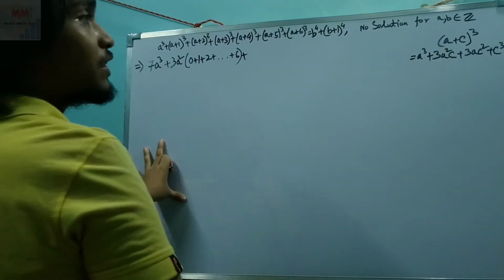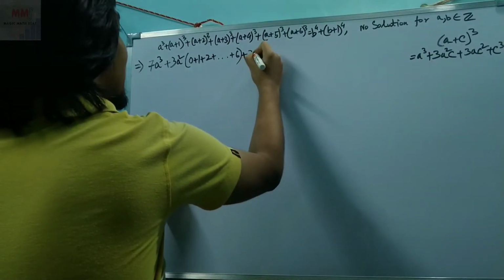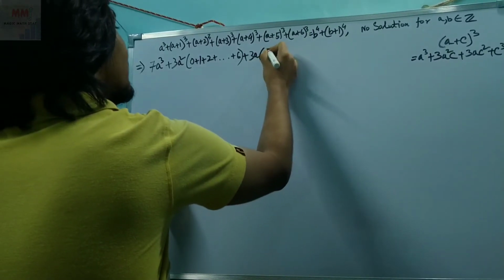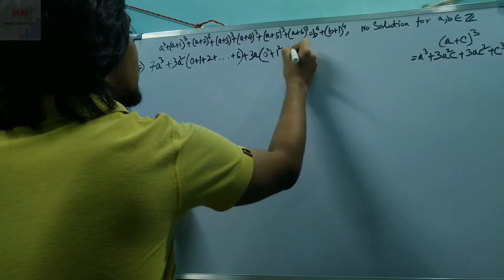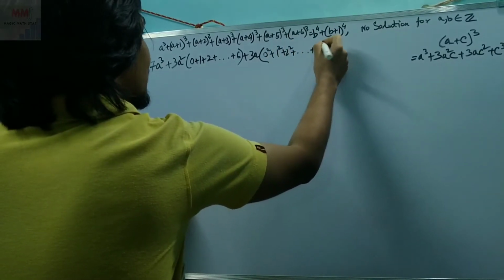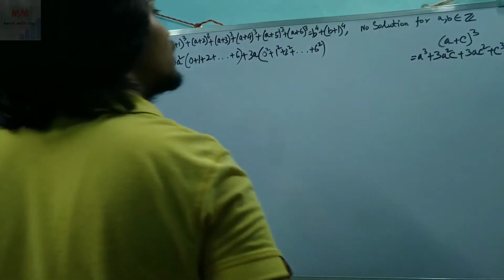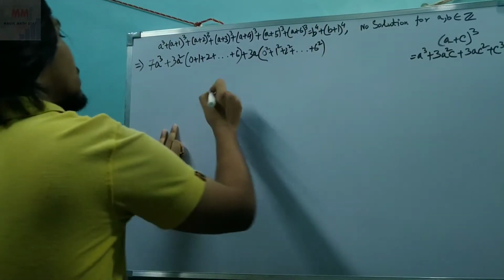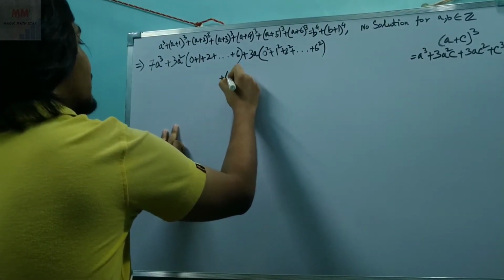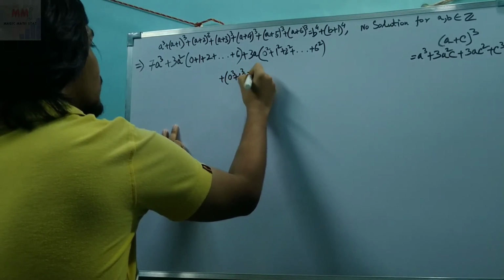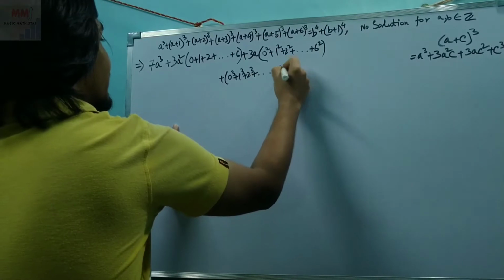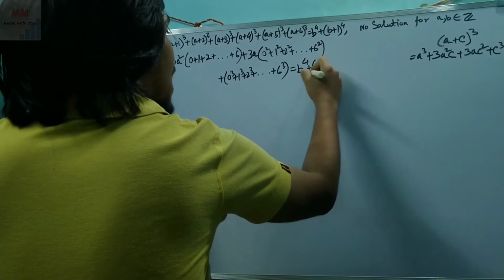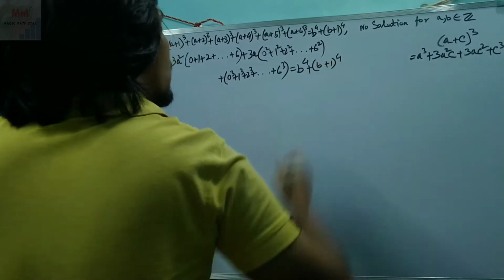The third term is 3ac squared. So 3a is not going to change. Again, c will change. We get 0 squared plus 1 squared plus 2 squared up to 6 squared. That's good. Then we have the last term, which is c cubed. So for that we'll get 0 cubed plus 1 cubed plus 2 cubed up to 6 cubed, equals b to the power 4 plus (b plus 1) to the power 4.